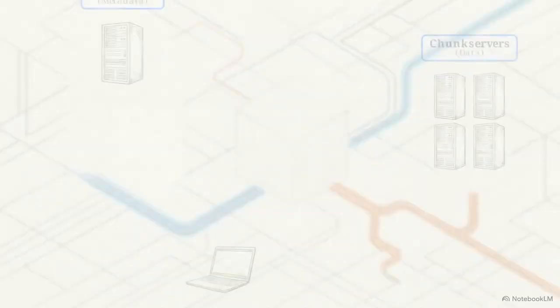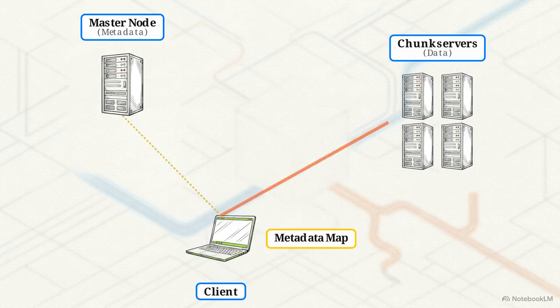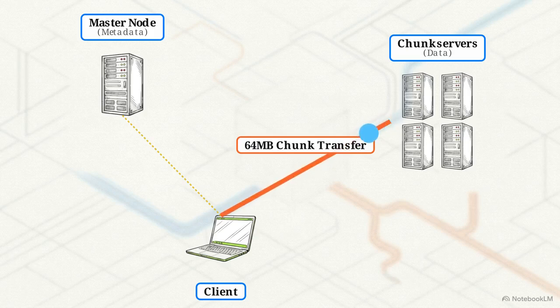This illustrates GFS data flow. A client querying a file contacts the master node. The master node holds no file data, only metadata, like namespaces, handing the map back. Armed with metadata, the client connects directly to chunk servers to read or write 64-megabyte chunks.